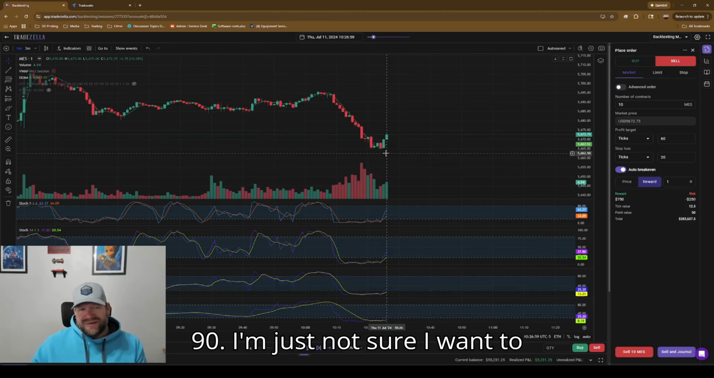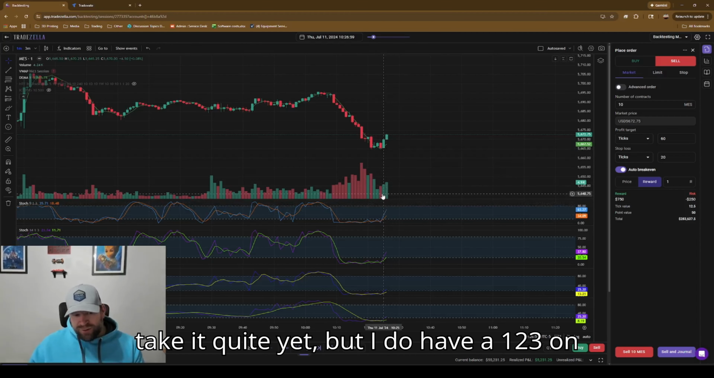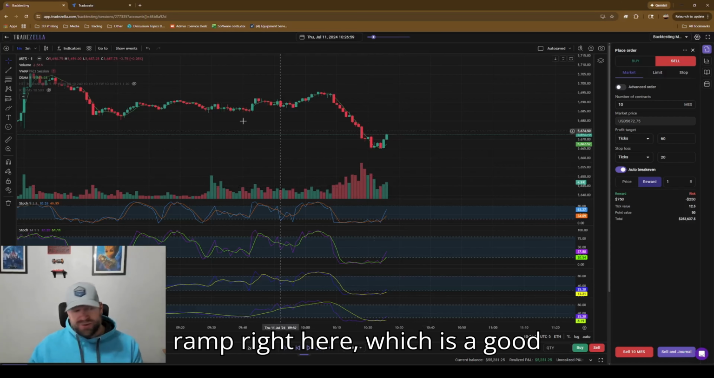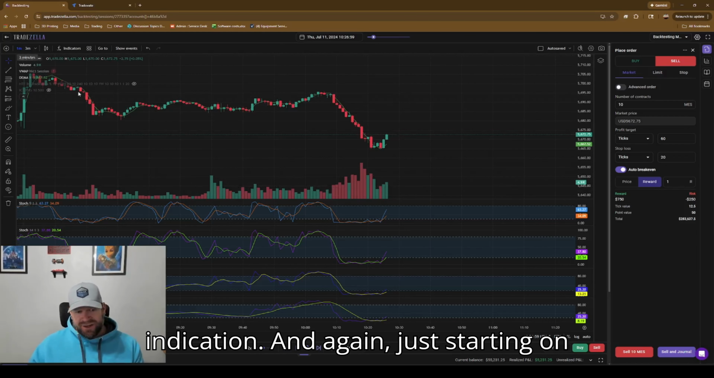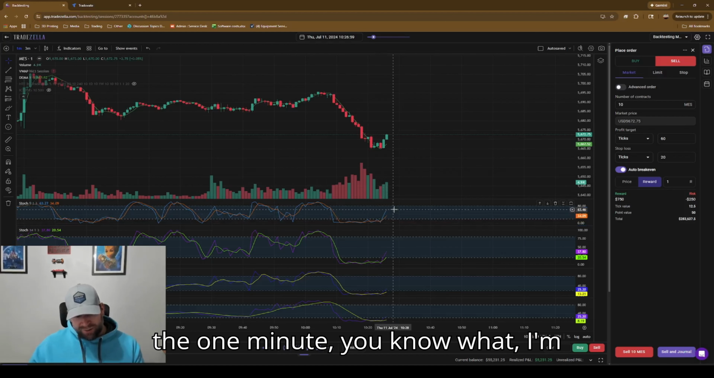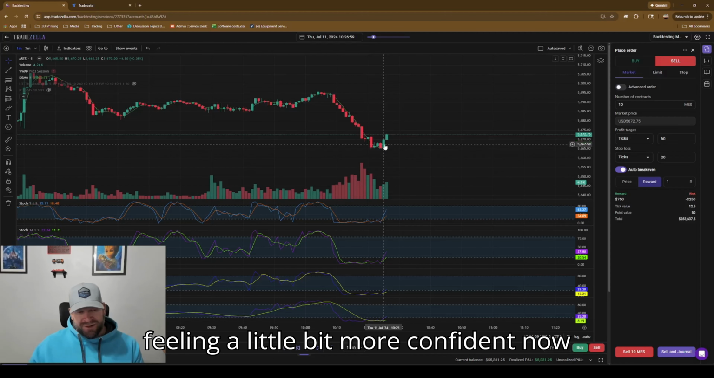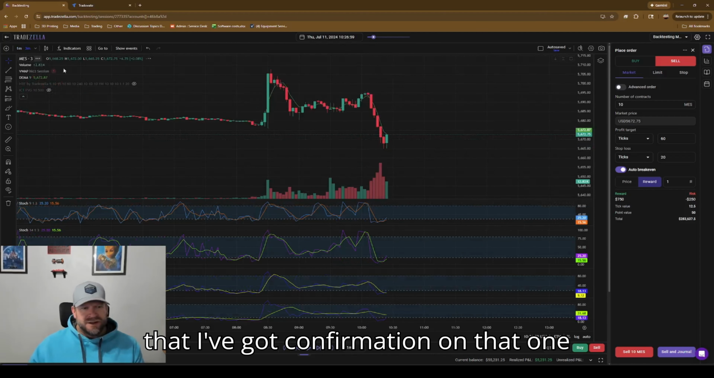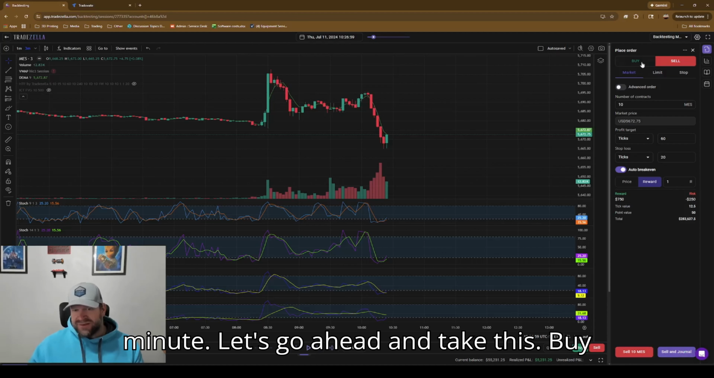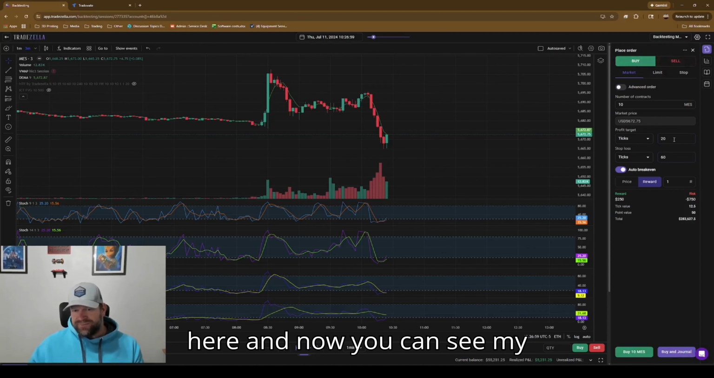I'm just not sure I want to take it quite yet. But I do have a 1, 2, 3 on ramp right here, which is a good indication. And again, just starting on the 1 minute. You know what? Feeling a little bit more confident now that I've got confirmation on that 1 minute. Let's go ahead and take this buy here.